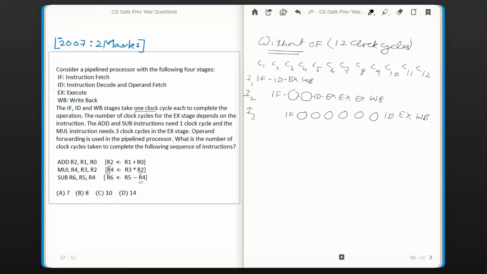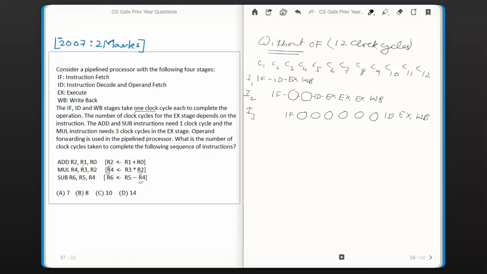Now see, we need to find out the number of clock cycles when operand forwarding is used. So what is operand forwarding and how many clock cycles would it require? For answering this question, we need to first find out the point of production of the data value by the producer instruction and the point of consumption of this data value by the consumer instruction.